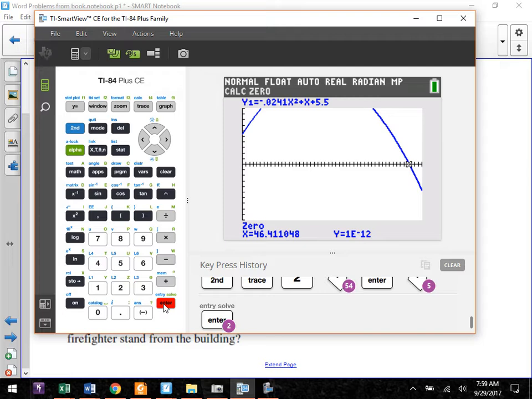What's that? That means it's pretty darn close to 0. Guys, if you ever see this value, the 1e to the negative 12 or something along those lines, that just means it's 0. Okay. The calculator, when it does a lot of that calculate 0 stuff, it does an approximation, and that just means that it's pretty darn close.